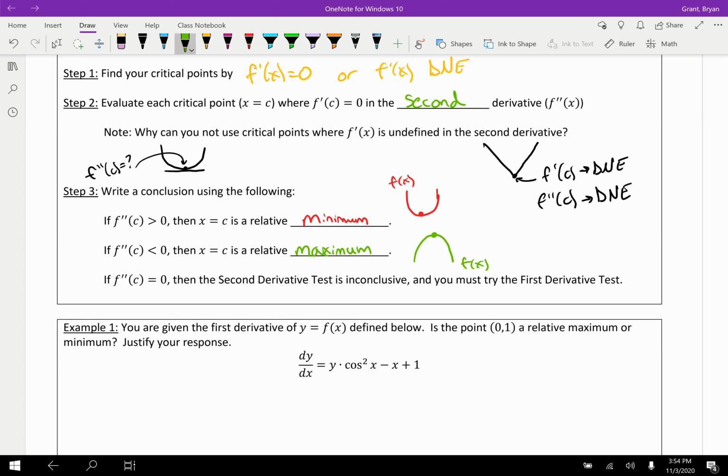However, if f double prime of c is 0, right, and that is basically telling us that there is no concavity at that point, then we don't know the shape of the graph, and we unfortunately can't use the second derivative test. We say the second derivative test is inconclusive. And we've seen things like this before. We've found limits where we get 0 over 0. We've said it's an indeterminate form, so actually sometimes you'll see when the second derivative is 0, they say the second derivative test is indeterminate. You're unable to determine if the critical point is a relative min or max, and you actually have to try the first derivative test.